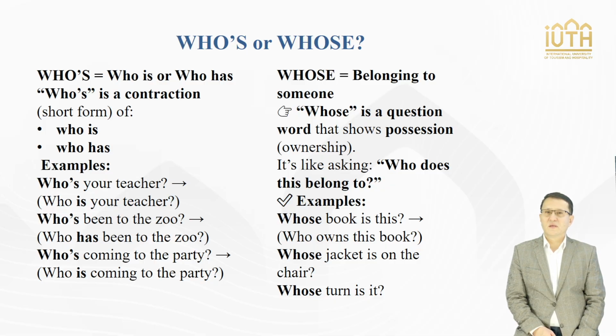So our next grammar item is who's and whose. And here is a simple explanation of the difference between who's and whose, perfect for elementary learners. Who's, who is or who has. In shortened form, who's is a contraction, a short form of who is or who has.